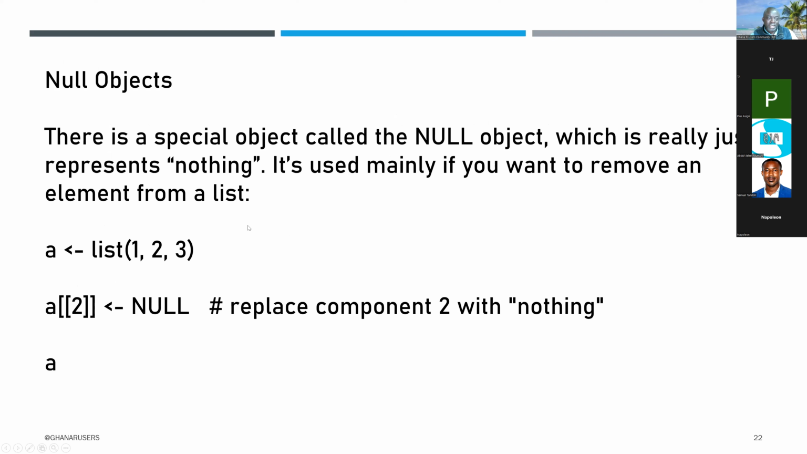Now, null objects, which really just represents nothing. You can just use null to represent it, N-U-L-L, and it means nothing. So when you print A, nothing shows because it's null.